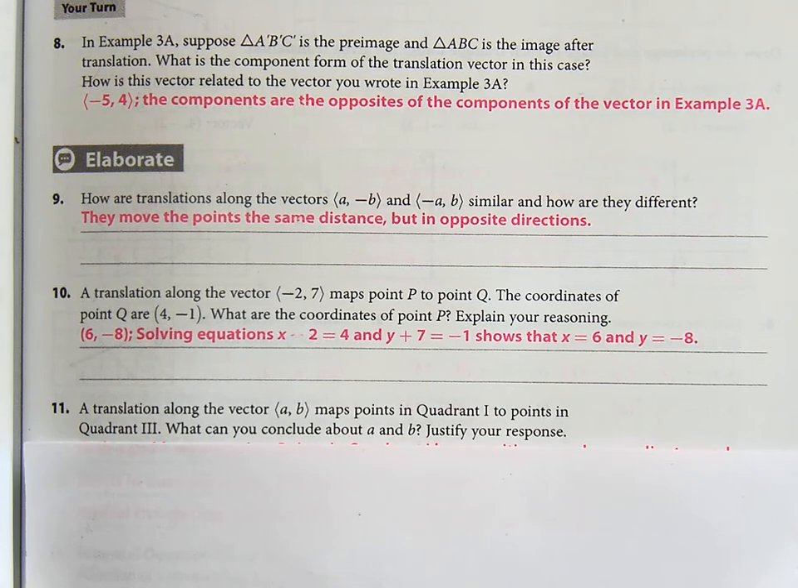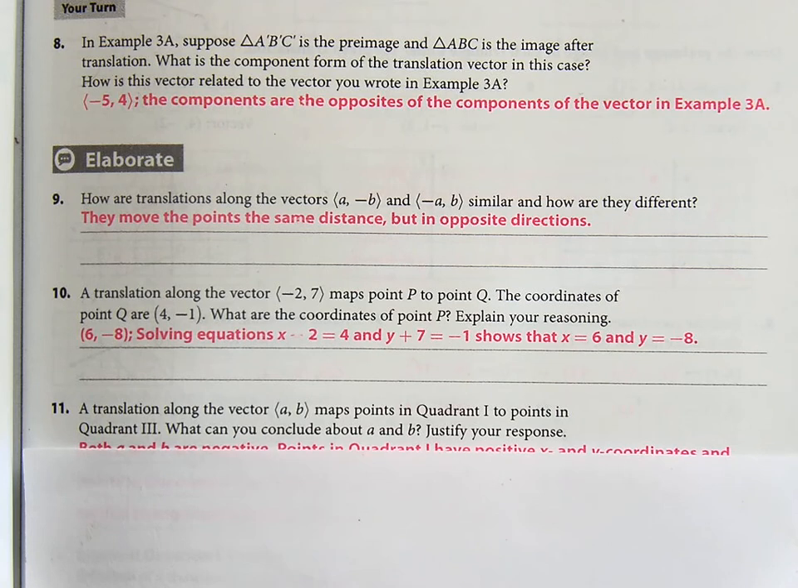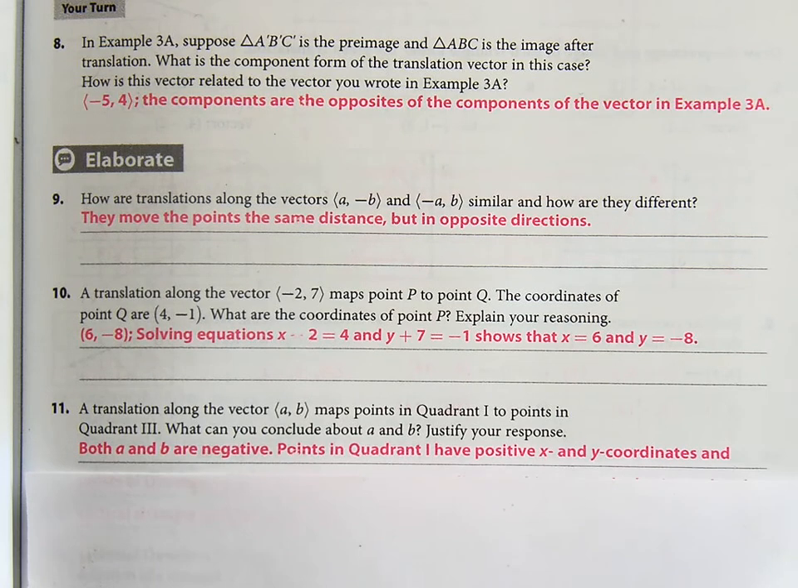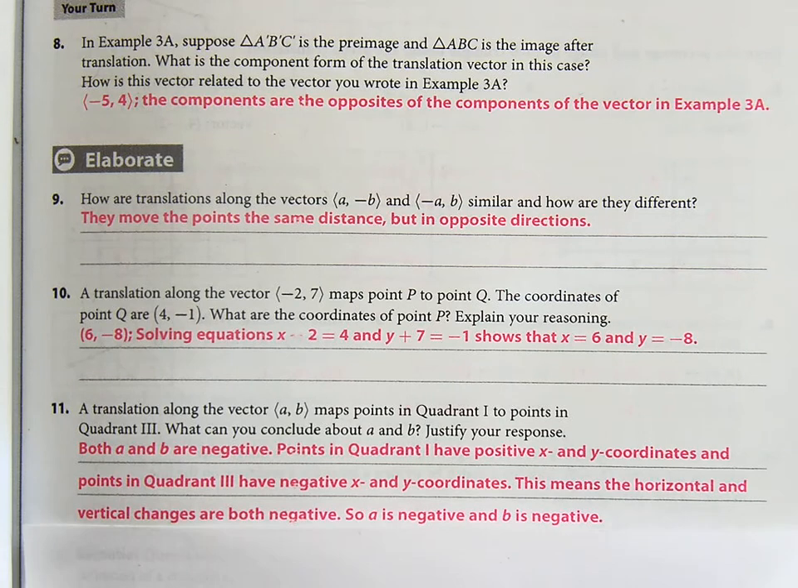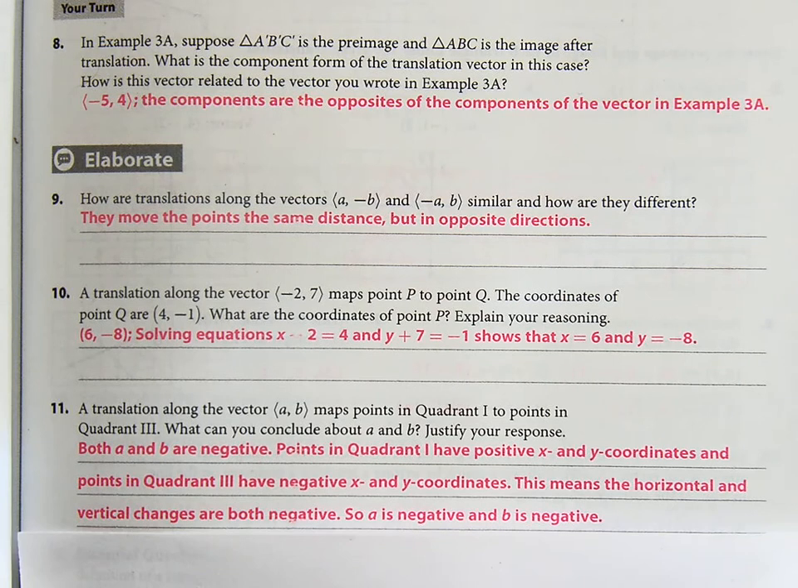Take a moment, think it out, and put down a guess, and that's all right. What do you think? So let's check your answers. So both A and B are negative. Points in quadrant 1 have a positive x and positive y. Points in quadrant 3 have a negative x and negative y. So that means the horizontal and vertical changes were both negative. It had to go backwards and down. So A is negative and B is negative.